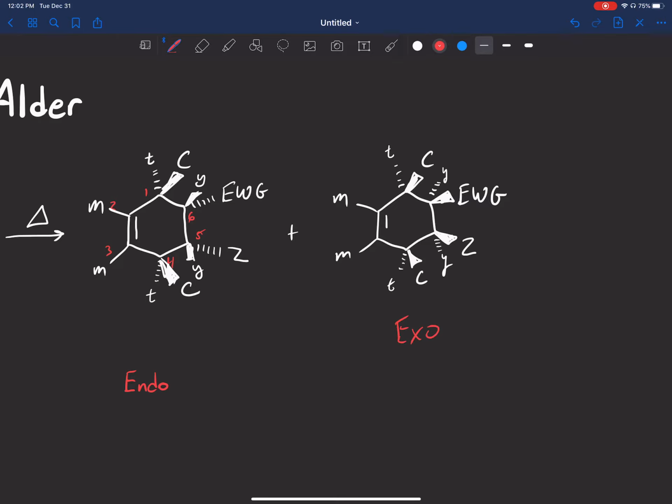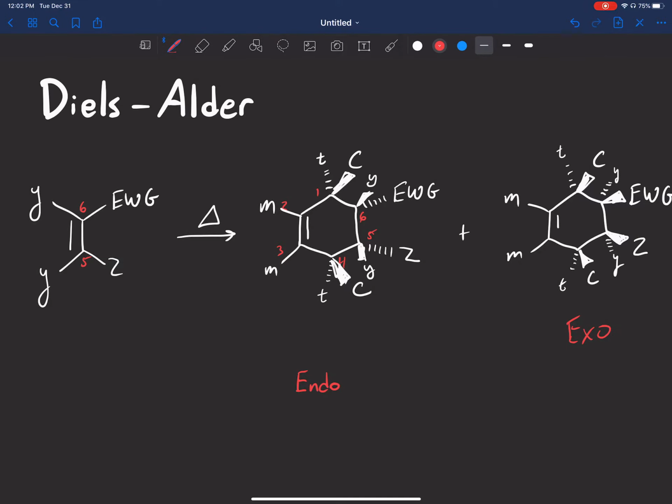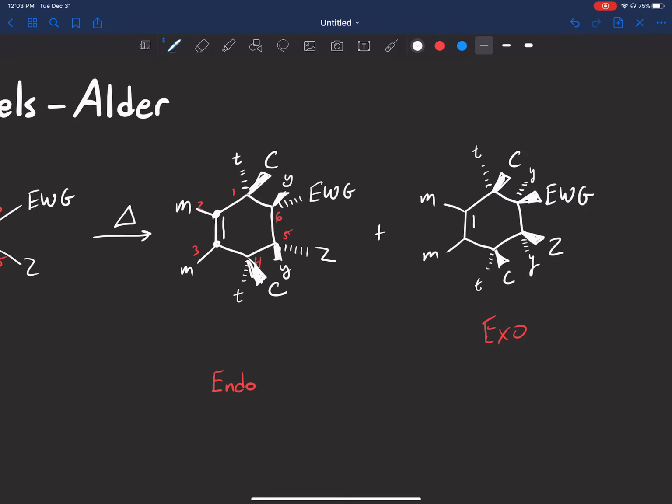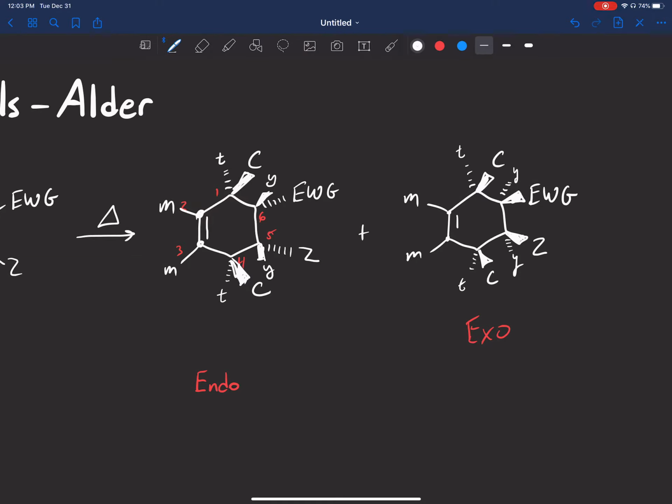It's the minor product. Now, what's the relationship between endo and exo groups? When talking about endo and exo, we don't need to talk about the carbons with the M groups, right? There's no chirality there. And when I say relationship, I mean the stereoisomerism relationship. If you look, the only difference between the endo and exo is that the stereochemistry of the electron withdrawing group has changed. Here it's dashed, and so is the Z. Here it's wedged, so is Z.